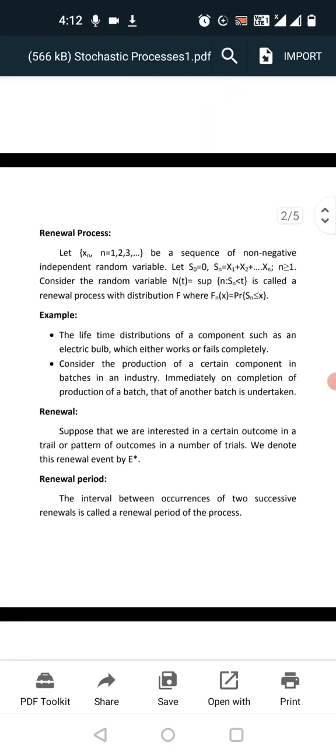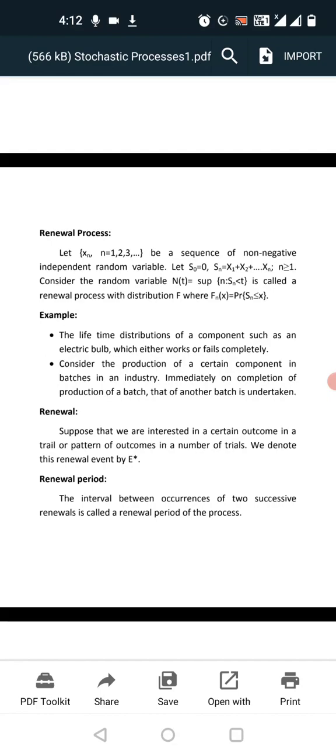Next, what is renewal? Suppose that we are interested in a certain outcome in a trial or a pattern of outcomes in a number of trials. We denote the renewal event by E star. So we want the outcome, for example, we achieve the goal. Okay, so if we do not achieve the goal, we try until success. So that is the renewal, and it is denoted by E star.